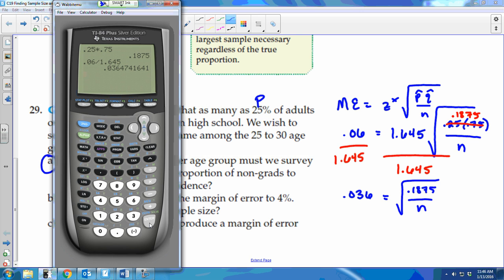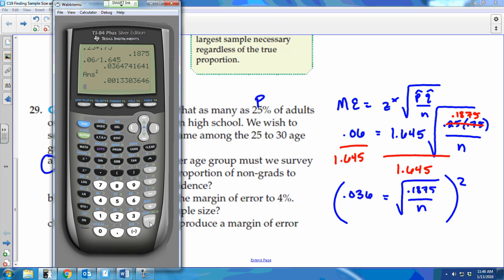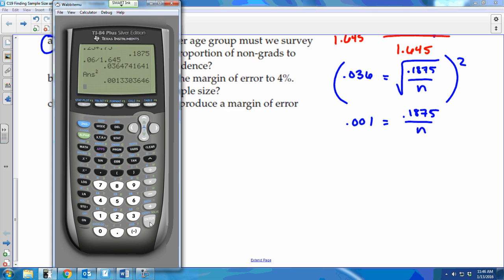So then what's the next step? All right, now you can square. So that's 0.001. And then what are you going to do? Multiply each side by n. And then what are you going to do? You're going to divide by 0.001. Right.